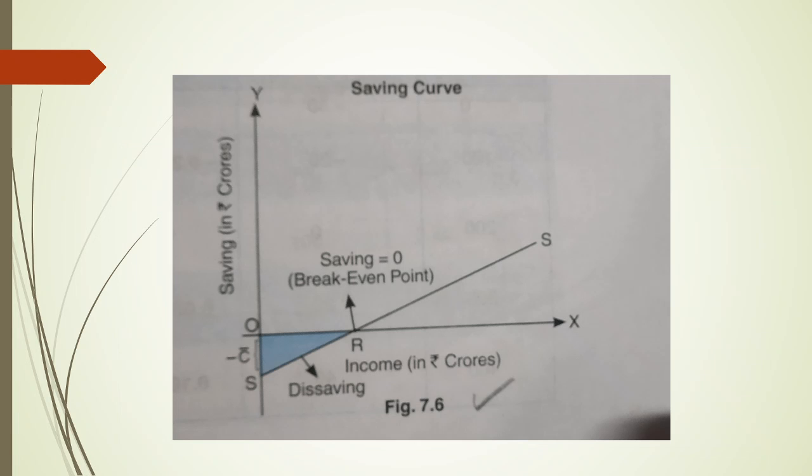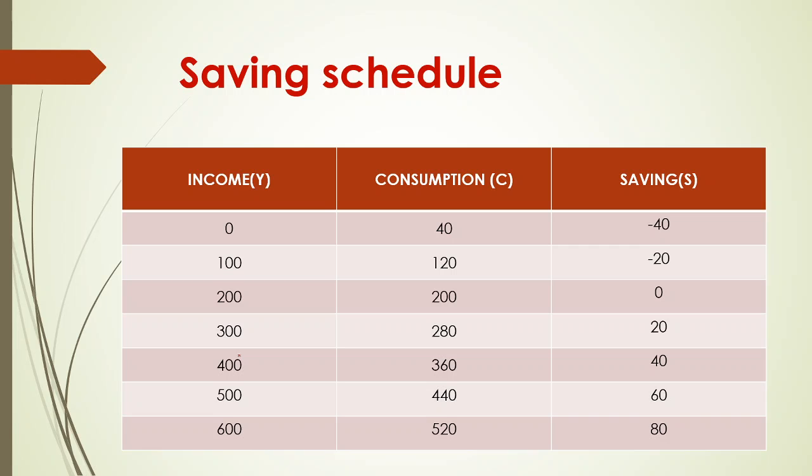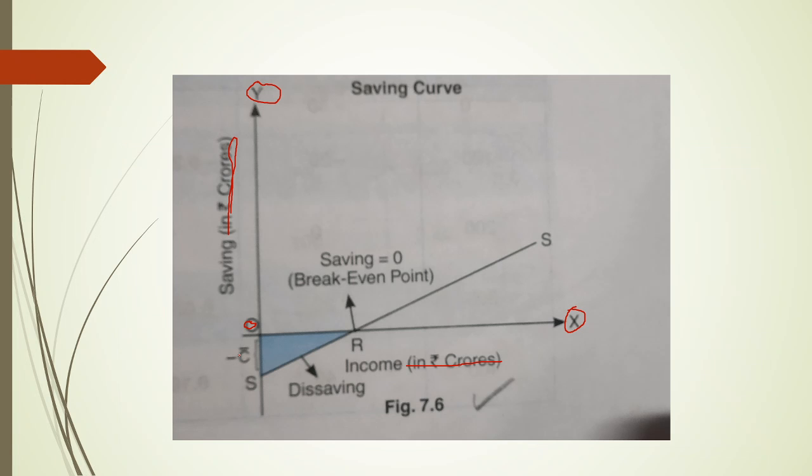In this saving curve you can see that this is the origin, this is the x-axis and this is the y-axis. On the y-axis we have measured saving, and on the x-axis we have measured income. We can see here that saving starts from a point below the x-axis. Why? Because saving starts from a negative point. So the saving curve SS starts from a point which is below the origin.